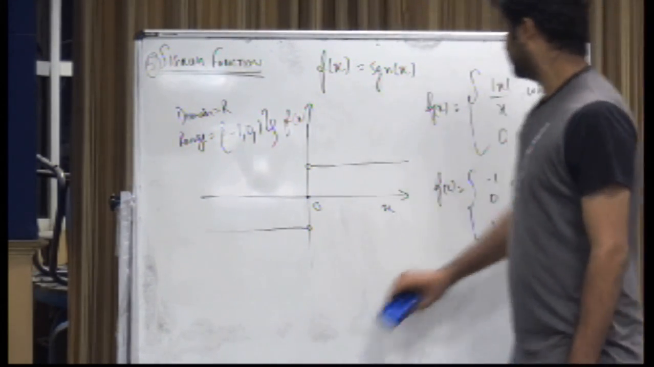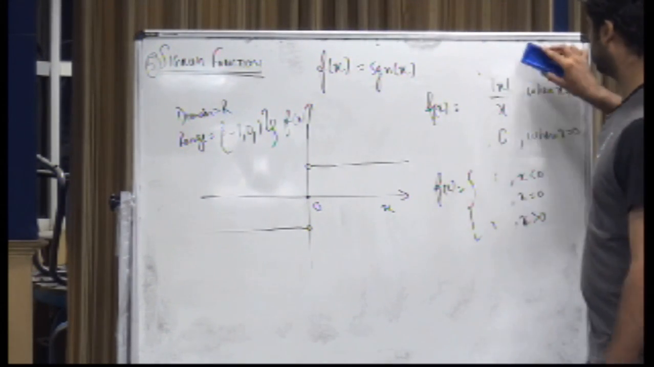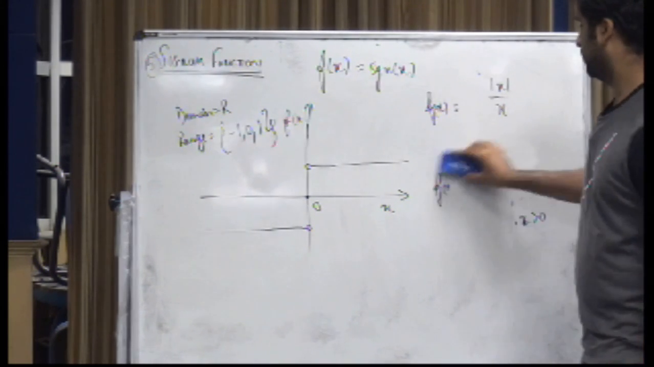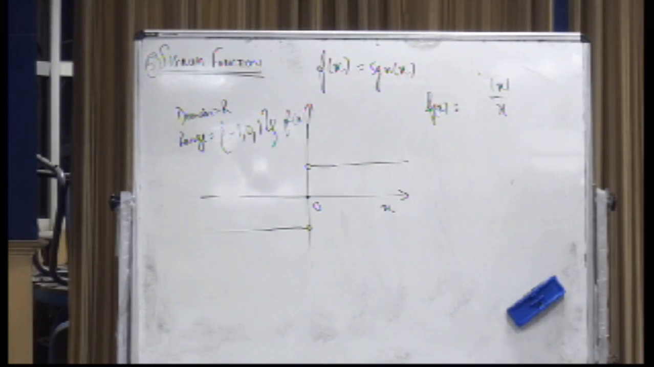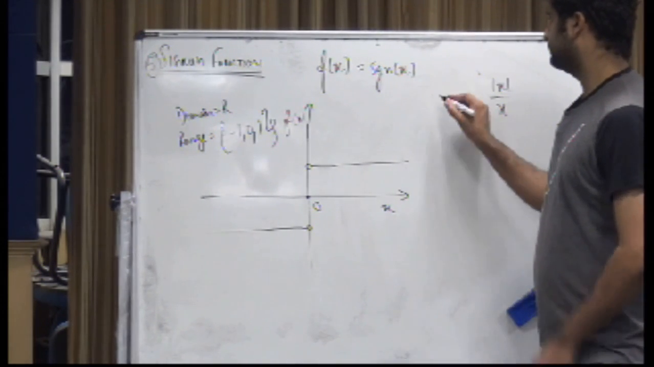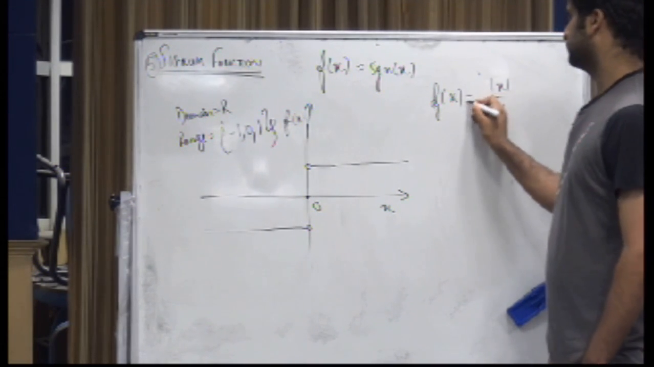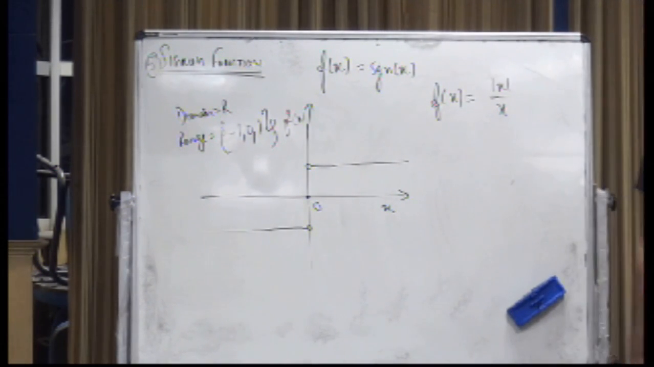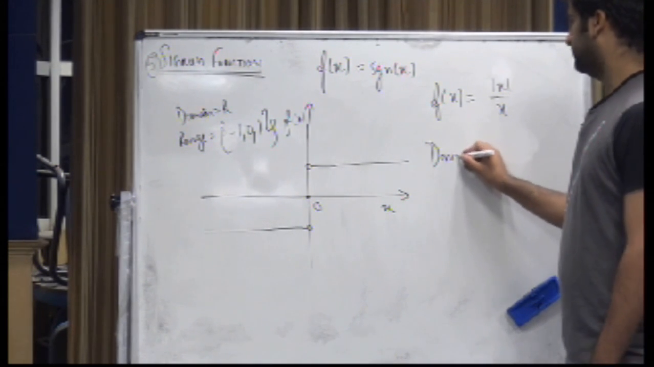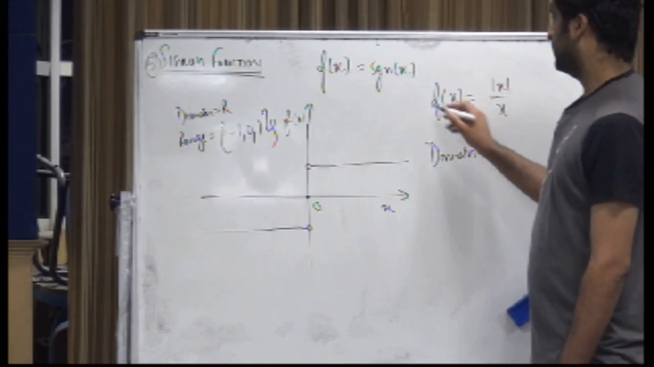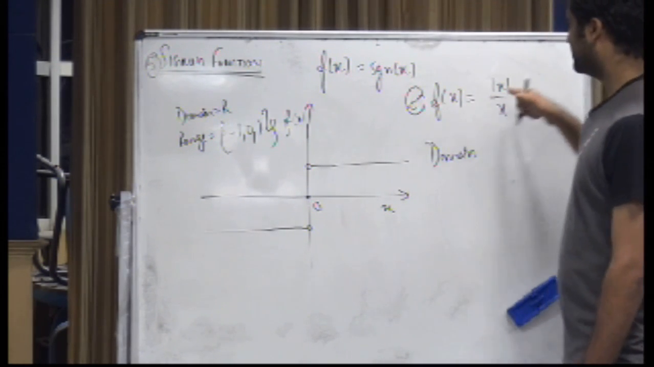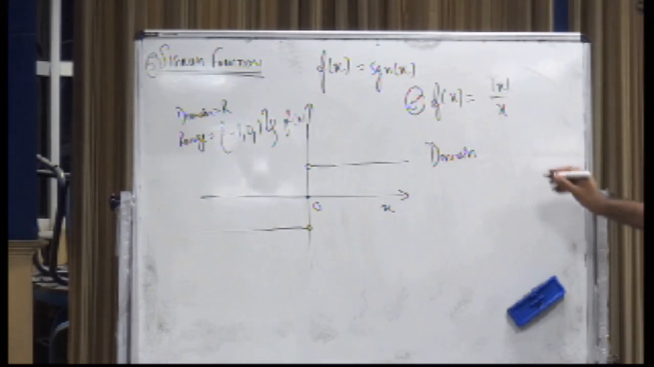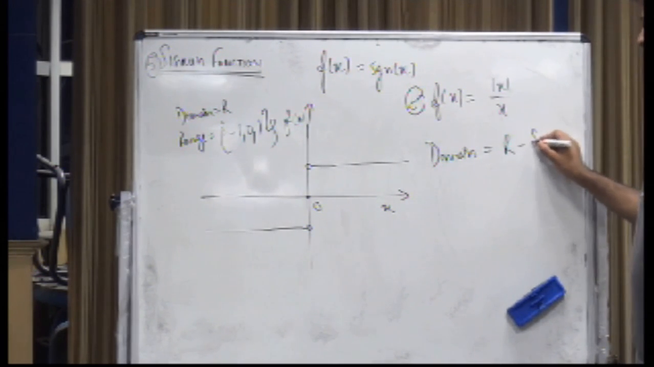What if I give you only this function? Can you tell me what happens here? f(x) is just equal to mod x upon x. So what is the domain? All real numbers? All the numbers except 0. So the domain here will be all real numbers except 0.